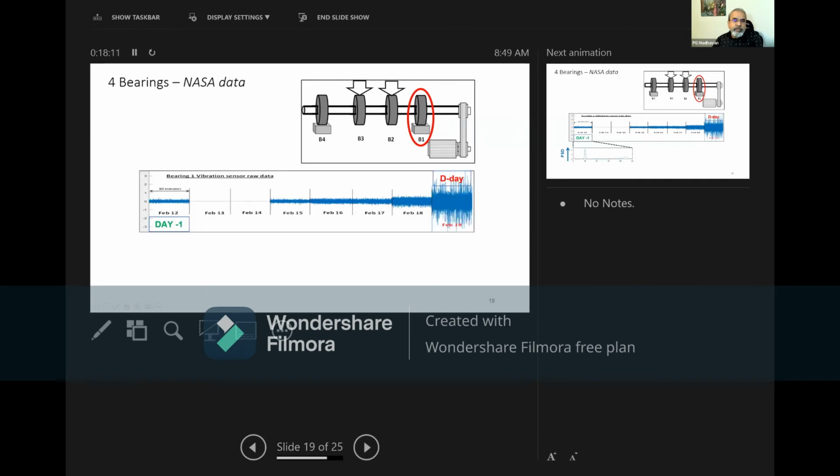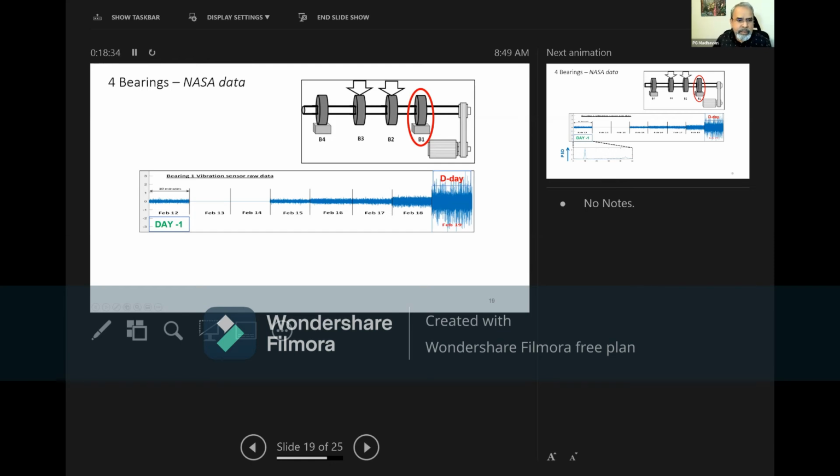So if you monitor the vibration, this is what it'll look like. Day one, nice and small. This data is there, I didn't show it. But after 7 days or so, the D day, this B1, the bearing 1, died. It had the rolling elements broken, or inner or outer race broken, or something.